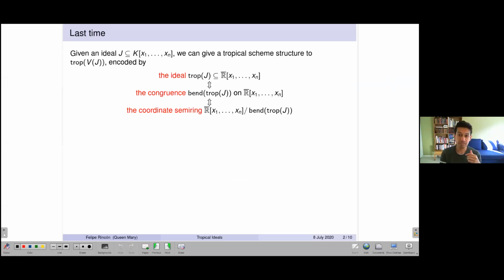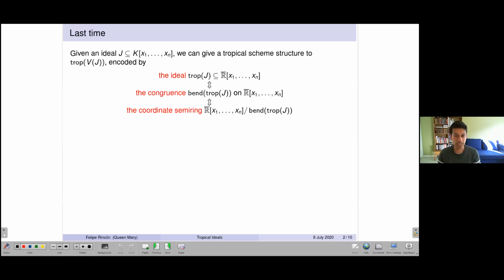And we saw that the main idea is that if you have a classical ideal J in a polynomial ring with coefficients in a field K, you can tropicalize the variety of J, the zero set of J, and that gives you a tropical variety. But we can also associate a scheme structure to it, some algebraic object that encodes more information than just the variety.